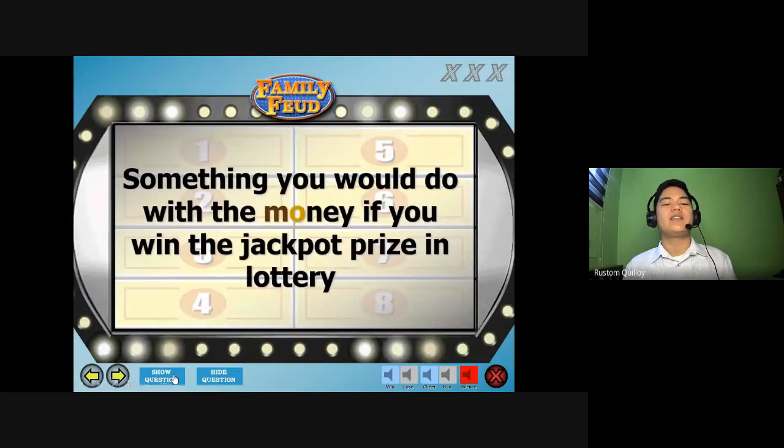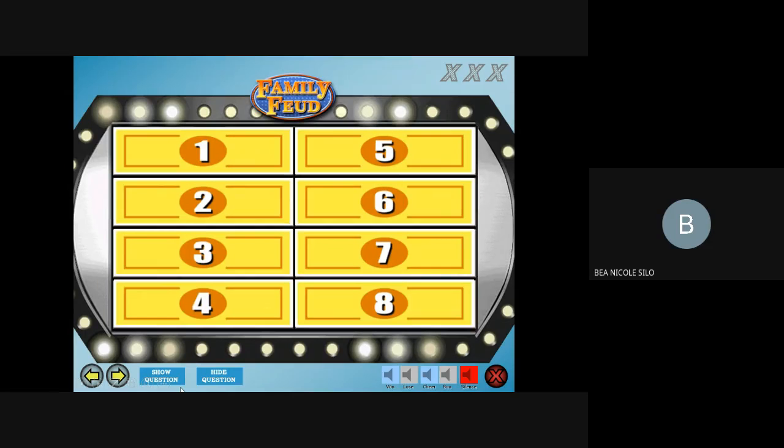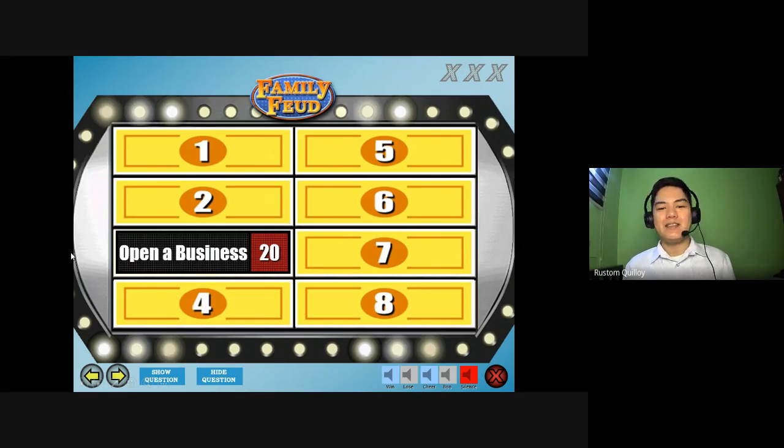So I have here this question. Something you would do with the money if you win the jackpot prize in lottery. Raise your hand if you want to answer. Anong gagawin mo kapag nanalo ka ng jackpot prize sa loto? Yes, Bea? Tatayo po ng negosyo. So you will open a business. So let us see kung meron bang magtatayo ng negosyo dito. Magtatayo ng negosyo. So open a business. Very good. So that is the top 3 answer.